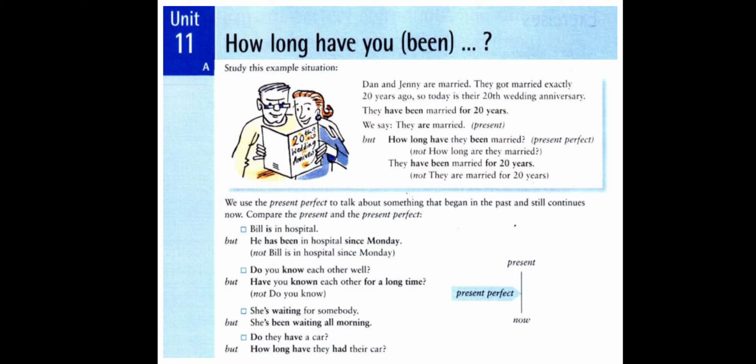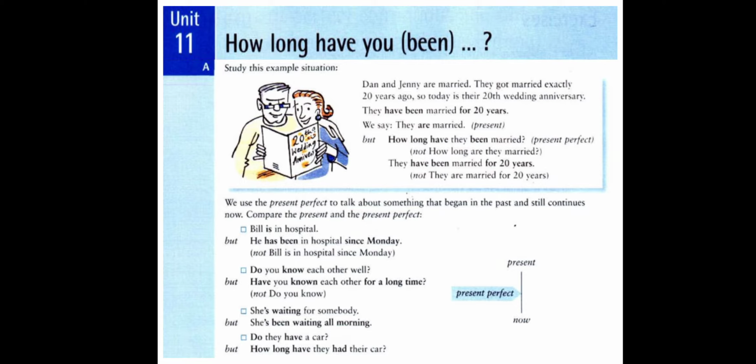So here we say they got married exactly 20 years ago, before 20 years. They got married before 20 years and they are married until now. So today is their 20th wedding anniversary. Today their 20th wedding anniversary. So they have been married for 20 years.